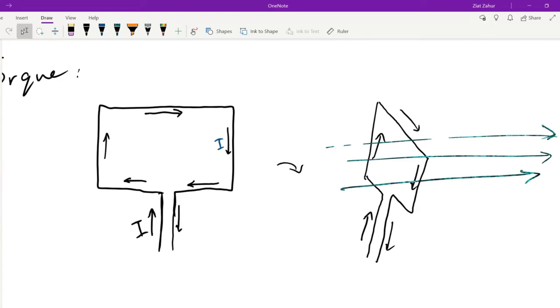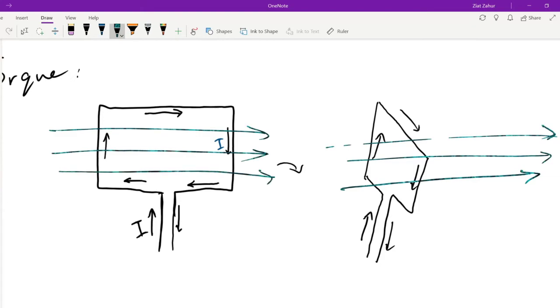So let's look at it like this now. Current is downwards, field to the right. Okay, so thumb down, field to the right. It is out of the page, very good. So on the right wire, we have a force that points out of the page.